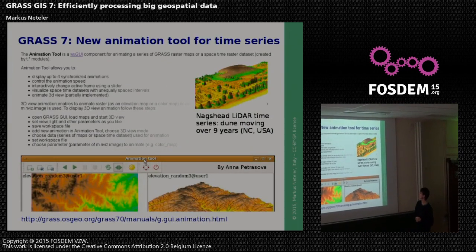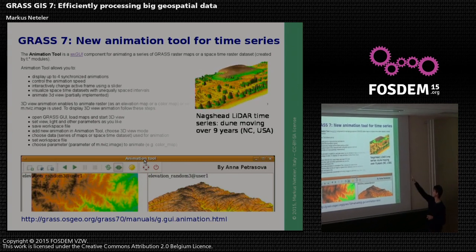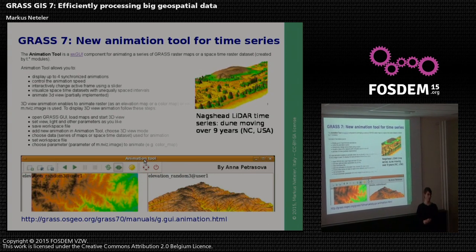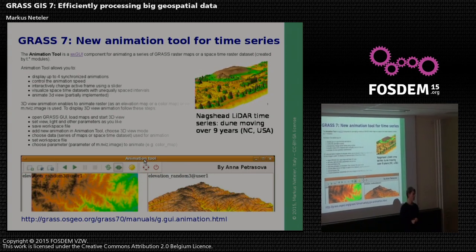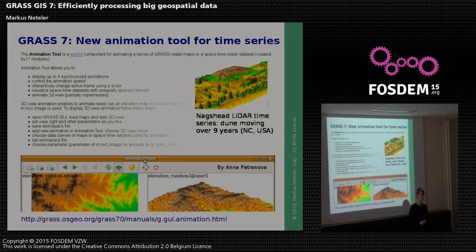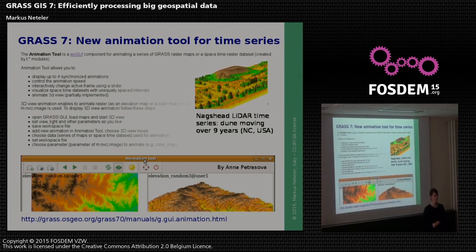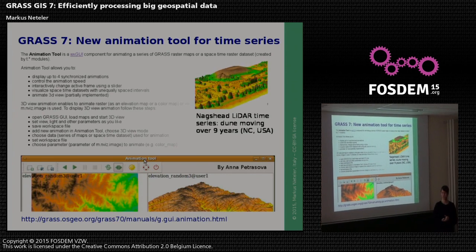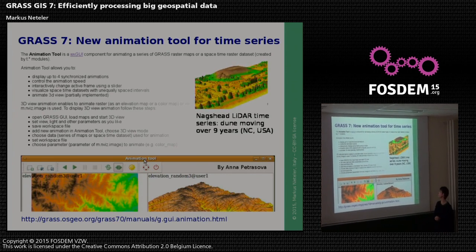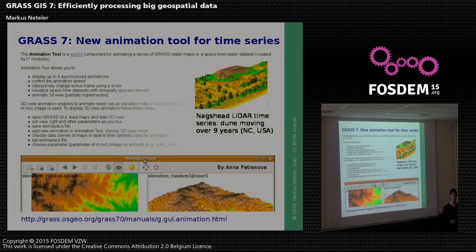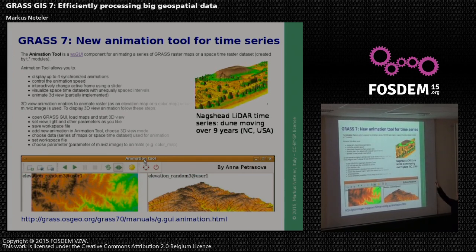There's a new animation tool included in GRASS-GIS 7. You see this LiDAR time series has been animated. It comes from a multi-annual time series of observations being done in North Carolina, the coastline. These data are publicly available. In Portland, last year we gave a workshop on that, and you can search for this data set and do the exercises yourself, so it's pretty easy to get something like this.